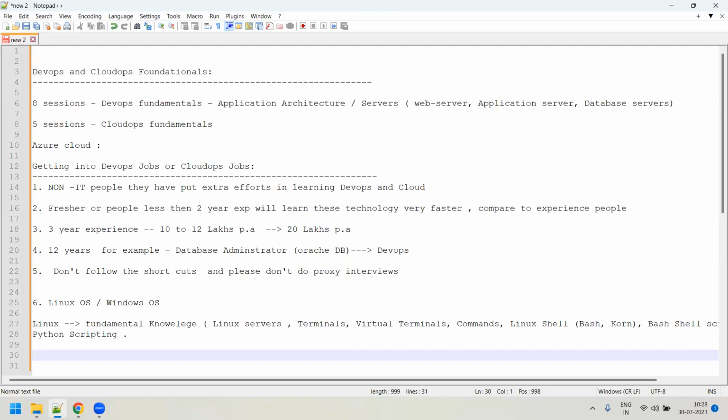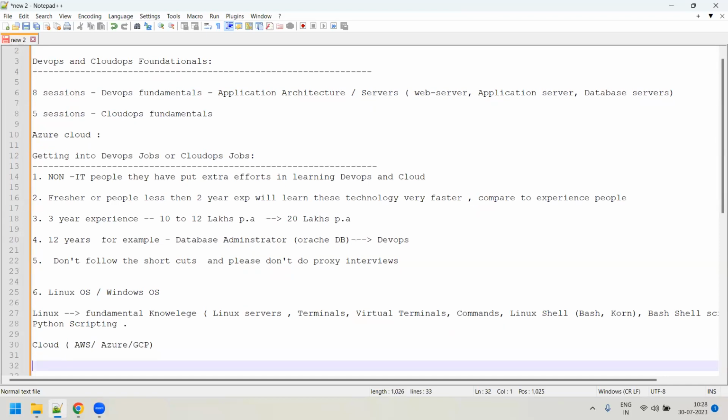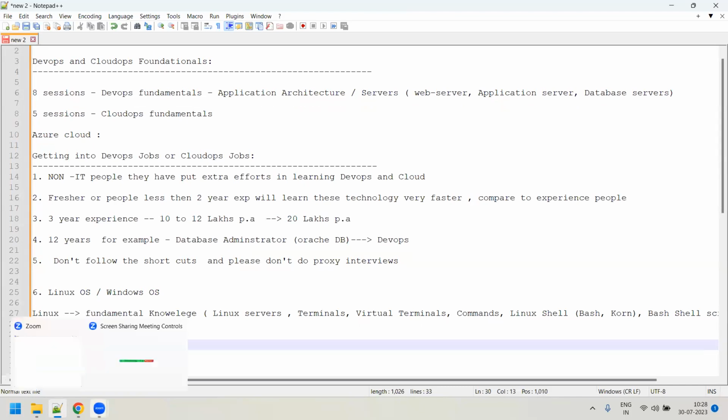Once you are good in Linux or good in Windows, the immediate thing you have to start is learning a cloud. Learning a cloud means you can learn AWS, Azure, GCP, or any other cloud which is available. But the most important clouds used in industry right now are these 3: AWS, Azure, and GCP. Now that is very important.